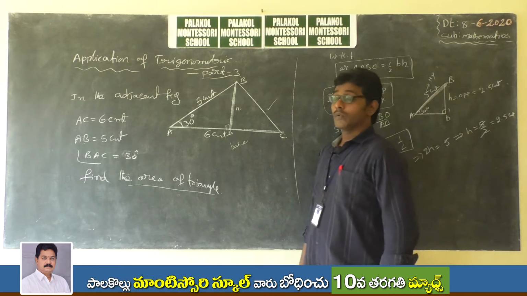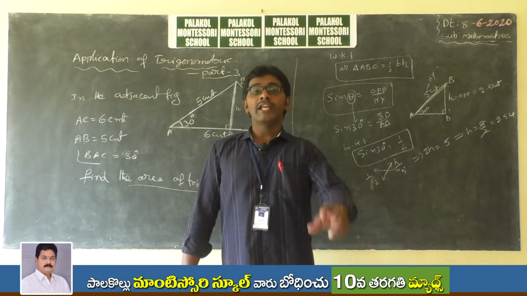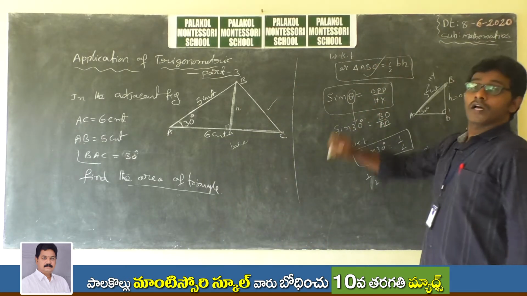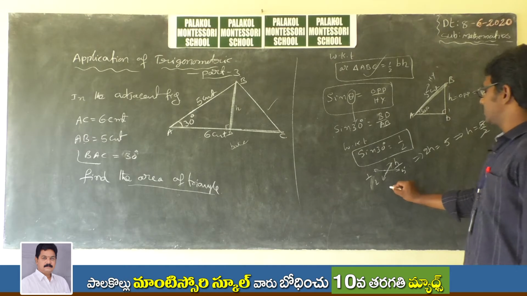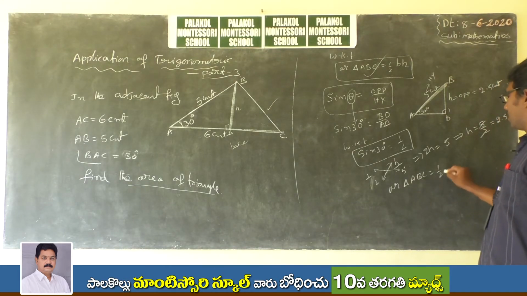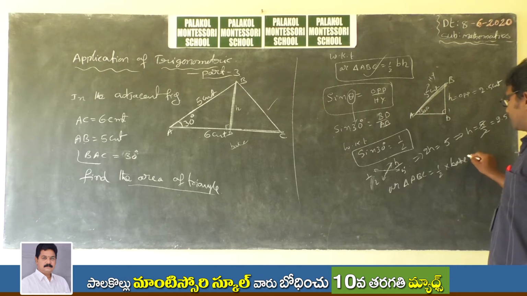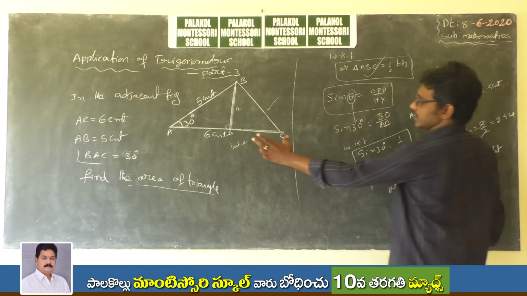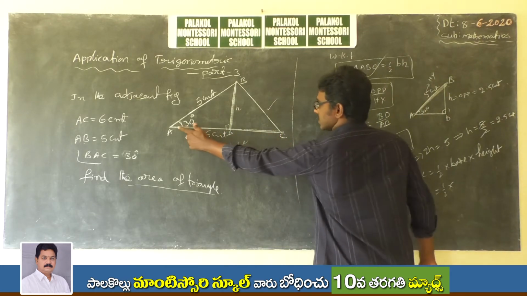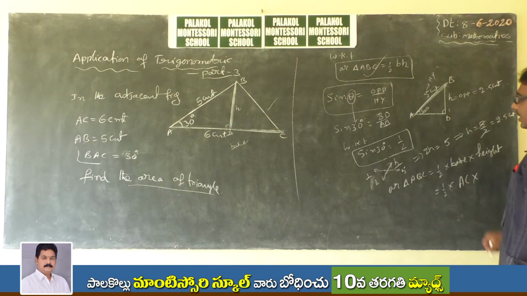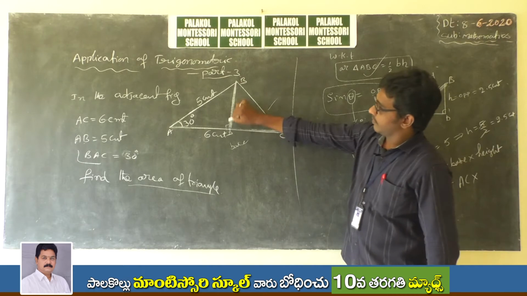The sum is not over. What do you find out? The area of the triangle. So what is the area of the triangle formula? Half into base into height. So area of triangle ABC is equal to half into base into height. Okay guys, from this figure, the base is AC, you write that name, and the height is BD.